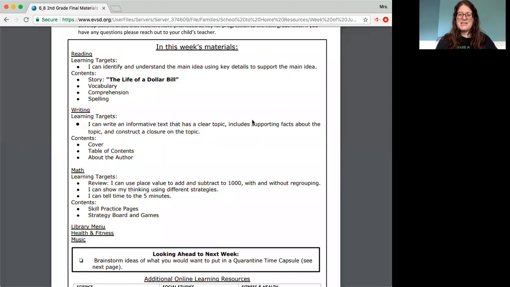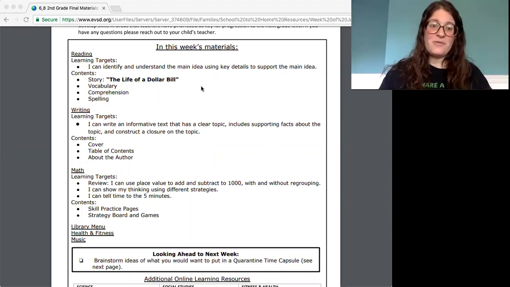This is our second to last week before we have summer vacation, so let's dig in and do our best learning. I learned some new tools this week about how to use some features on Zoom, so bear with me as I apply them to our work.